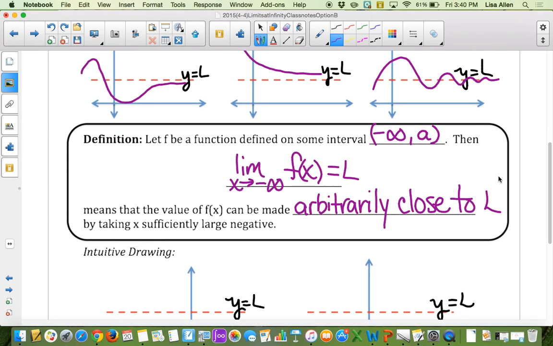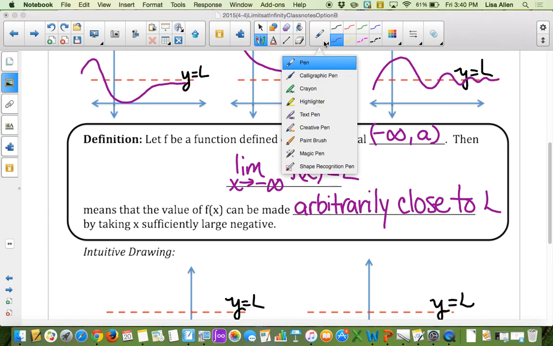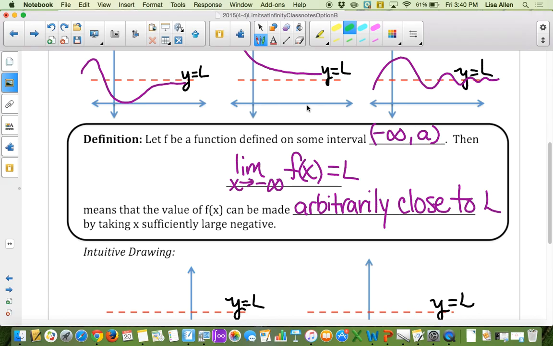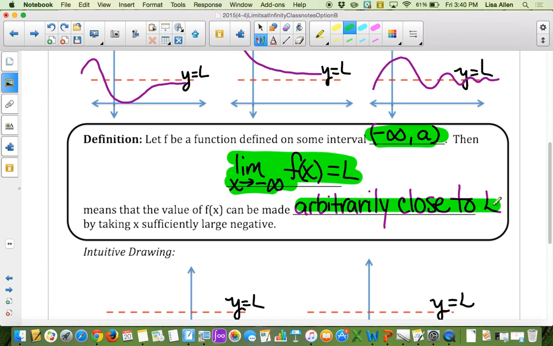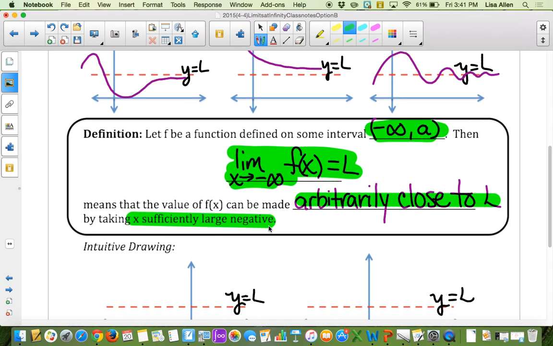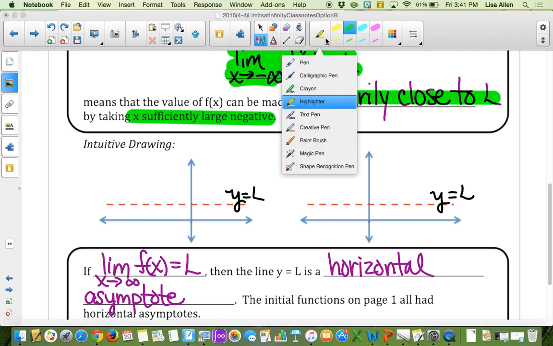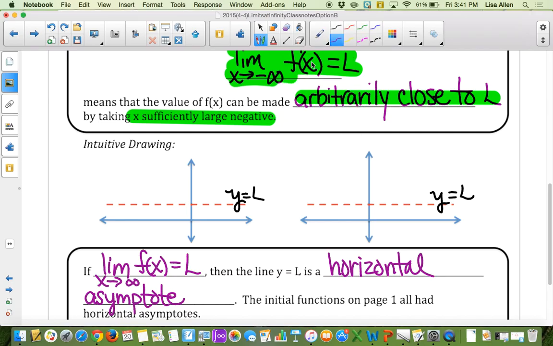So if we look at the definition about moving towards negative infinity, if a function is defined on some interval that is open from negative infinity to a, then the limit as x approaches negative infinity of f of x is equal to L. It means that the value of f of x can be made arbitrarily close to L by taking x sufficiently large negative. So a couple of examples there as we move in the negative direction with our function. If we have a function that moves down and sweeps down and looks something like that, our function moves towards L. L is a horizontal asymptote.